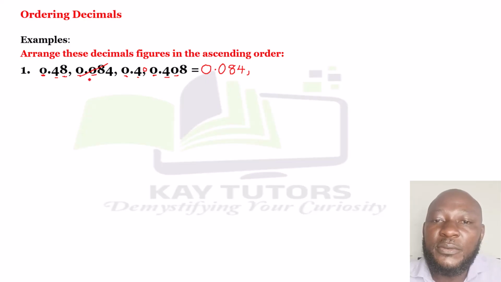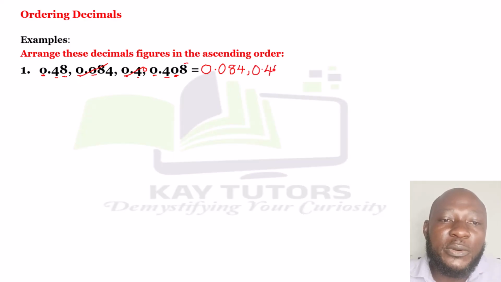You have 0 here, and you also have 0 here. But this 0 has something attached to it, so this is therefore smaller. So you have 0.40. And the next one here is 0.48, while this is 0.40. So this is smaller. So don't confuse this.